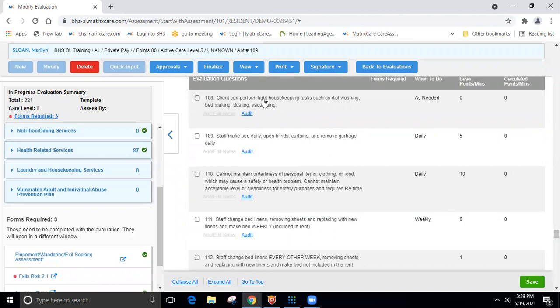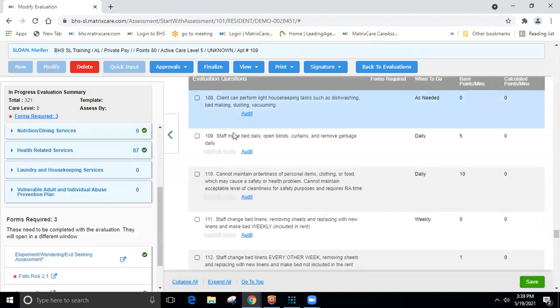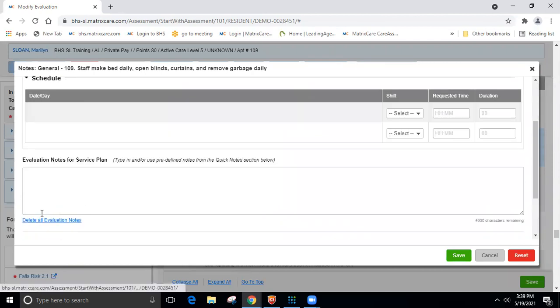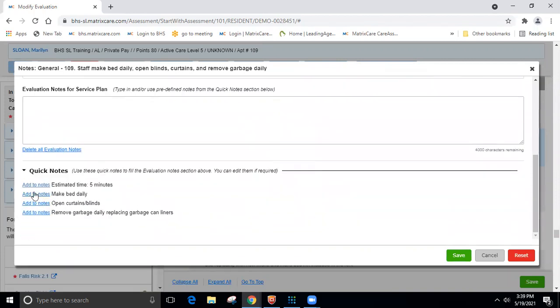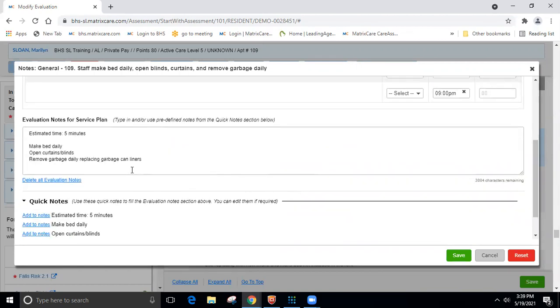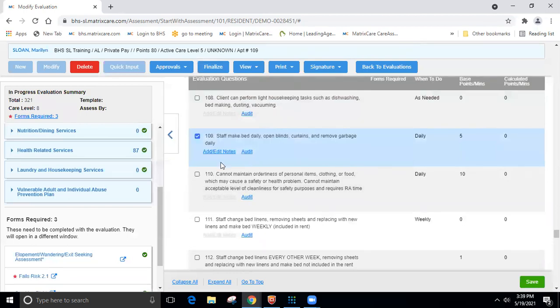108, I would kind of just skip over that. If they can self-perform, I think this one, oh no, it's not scheduling. So this is just kind of like an informational thing. But if we're gonna make their bed and open their blinds and remove garbage and all that, we would want to go ahead and schedule the aides to do that. Again, we would put the estimated time, and maybe it's 8 a.m. and 8 p.m. and 9 p.m. Maybe she likes to go to bed late. Oh, it didn't save.